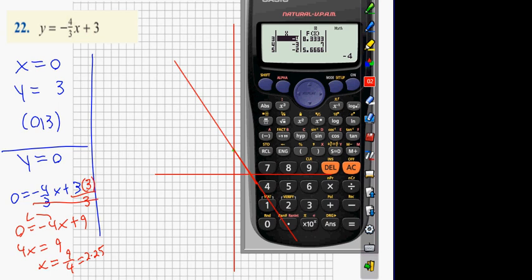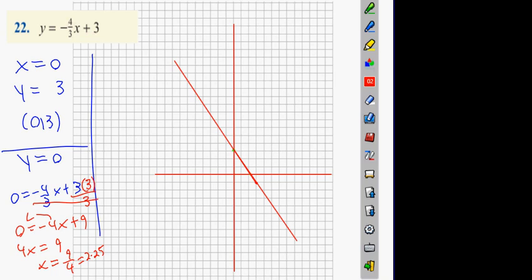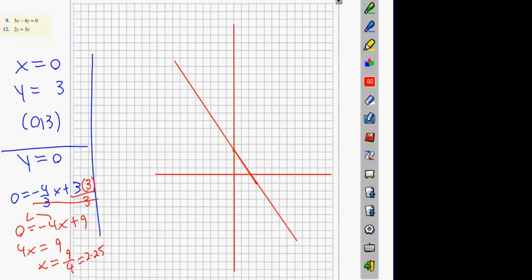Okay? Now guys, the last one. Now this is the one that they can trick you on, okay? And they've gone to this a couple of times. What they'll ask you to do is draw 3x minus 4y equals 0. That's what they'll want you to do.